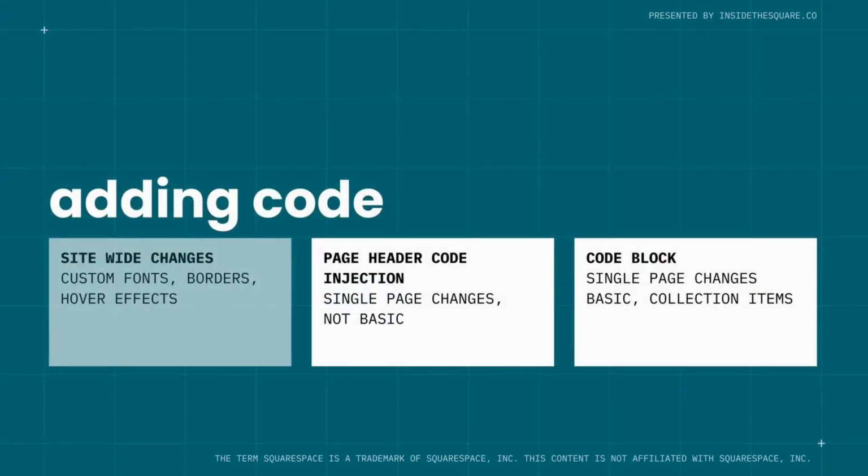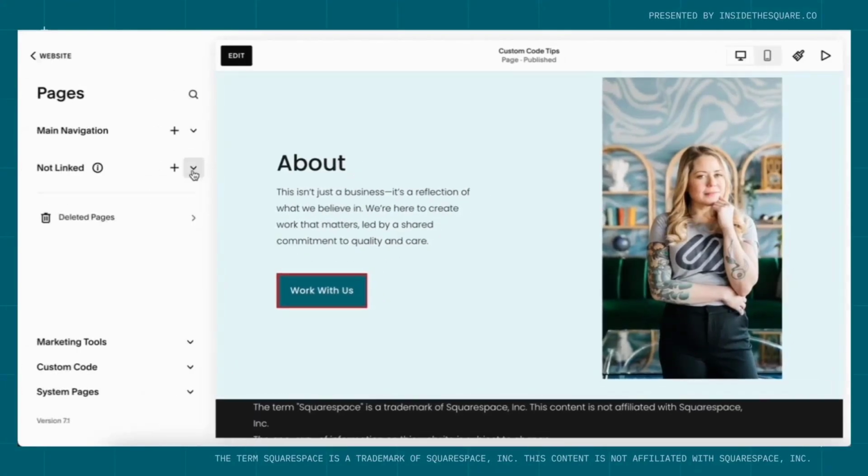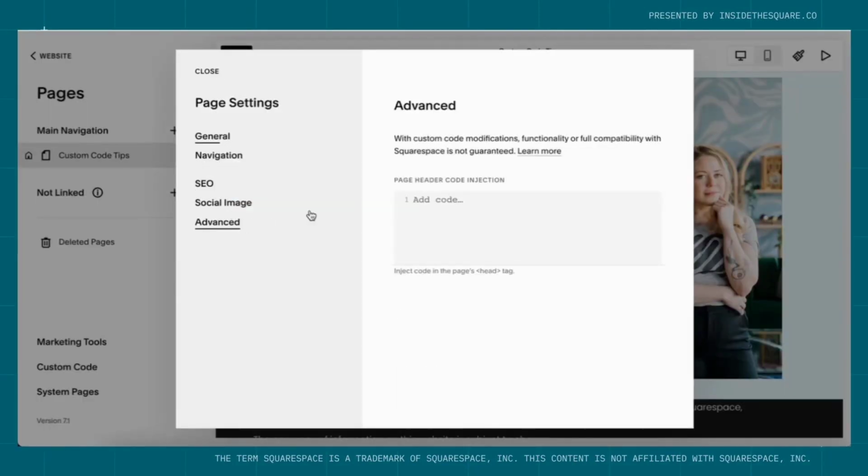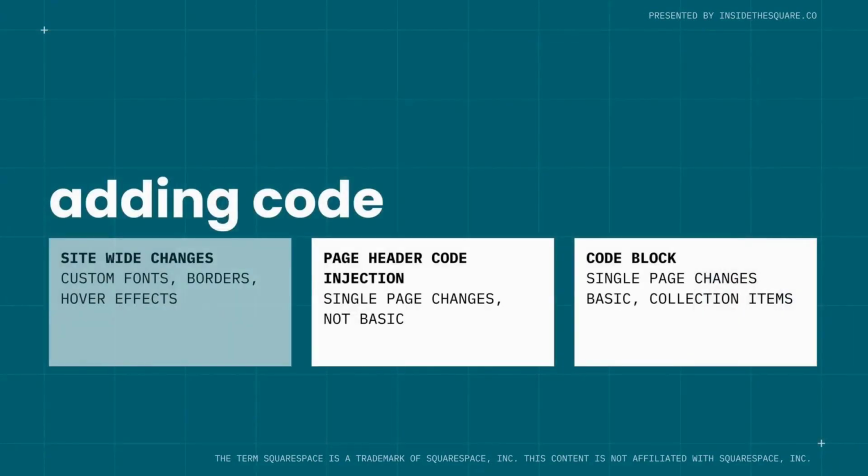So single page changes, as long as you're not on the basic Squarespace plan at the time of recording this, you can use page header code injection. Let's hop back into Squarespace into my Pages menu. This page is in my main navigation. We'll click on this gear icon, and under Advanced is where we'll find page header code injection. This places code in the header of this page. That's going to load before everything else so we can add our custom CSS here. But again, that's only available for custom code if you're not on a basic plan.